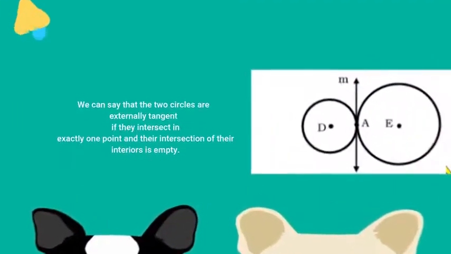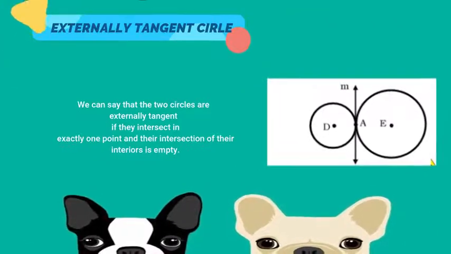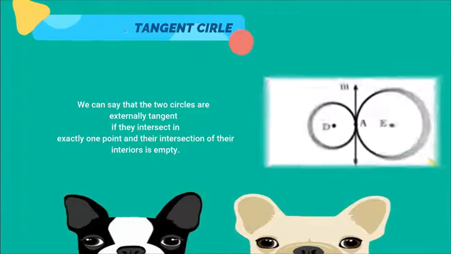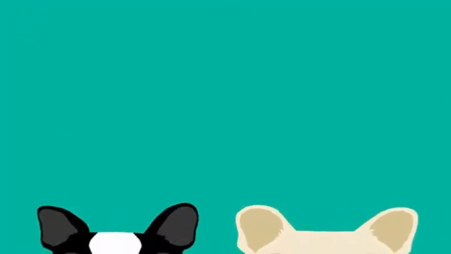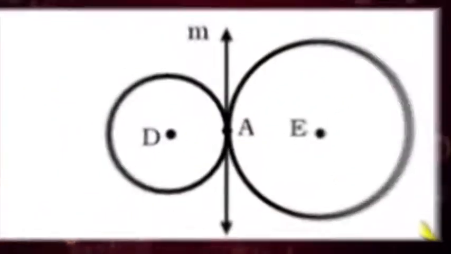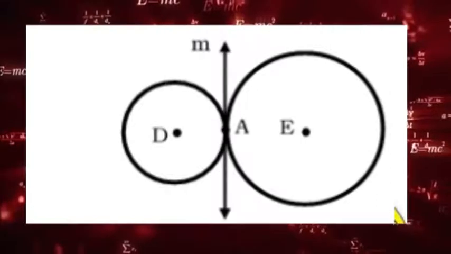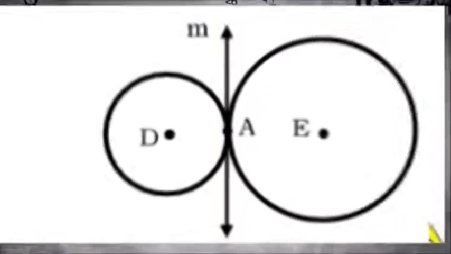Let's move on to the last type, which is externally tangent circles. We can say that two circles are externally tangent if they intersect at exactly one point and the intersection of their interiors is empty. Take this figure as an example, where we can see that the common tangent lies between the two circles, thus the centers of the circles lie on both sides of the common tangent.